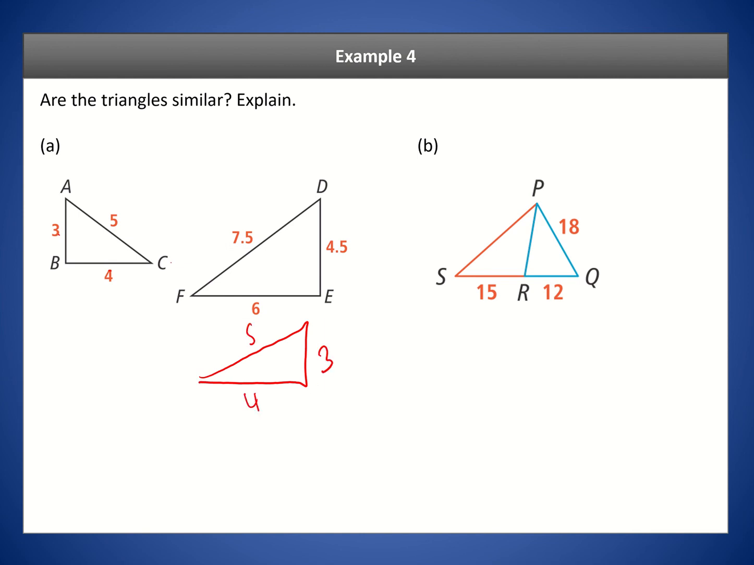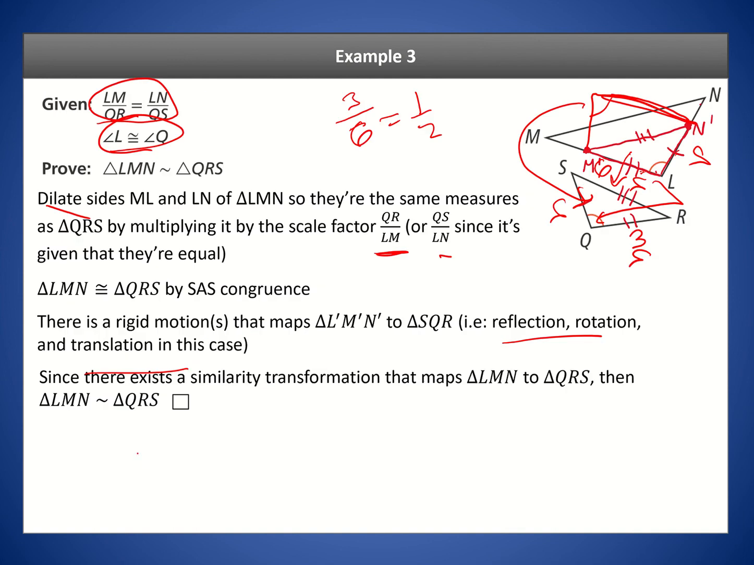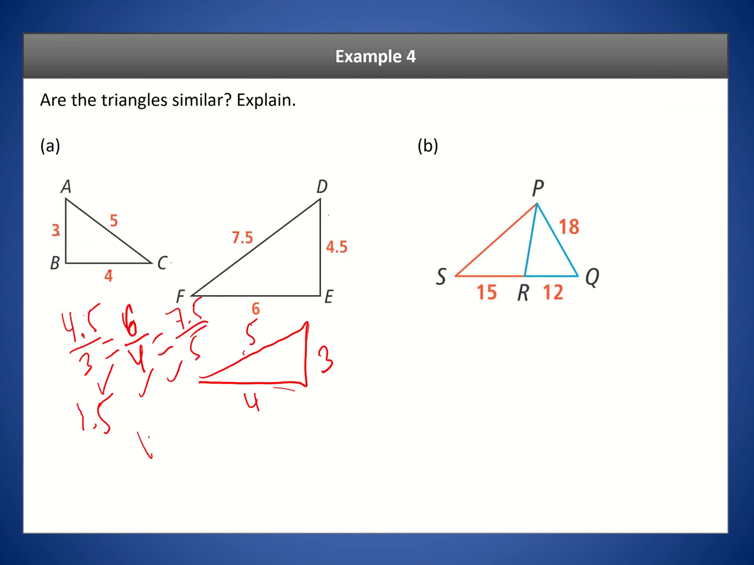If I were to line that up, there would be 3, 4, and 5. So we can see that the 3 corresponds well with the 4.5, so I can divide 4.5 by 3. 4 corresponds well with 6, so 6 divided by 4. And 5 corresponds well with 7.5, so 7.5 divided by 5. If we divide those, you get 1.5 for all of them, which means that all of the ratios are equal, which means the sides are proportional, which means by SSS, these two triangles are similar. So yes, by SSS similarity.